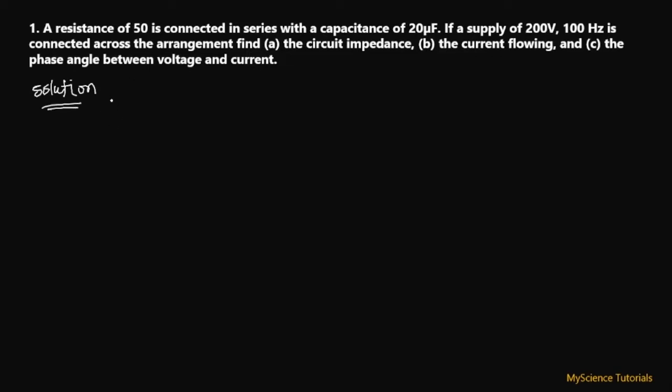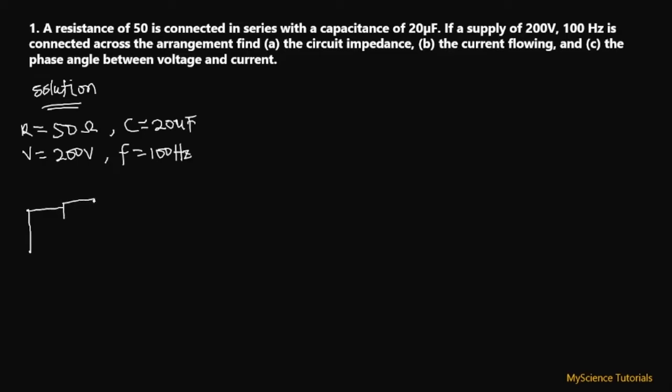Okay, so we have a resistor that has a resistance of 50 ohms given to us in the question, and we've been told it is connected to a capacitor of capacitance 20 microfarad. We also have our applied voltage, or the root mean square voltage, to be 200 volts, and the frequency to be 100 hertz. All right, so let's go ahead and draw the circuit diagram for this particular problem.